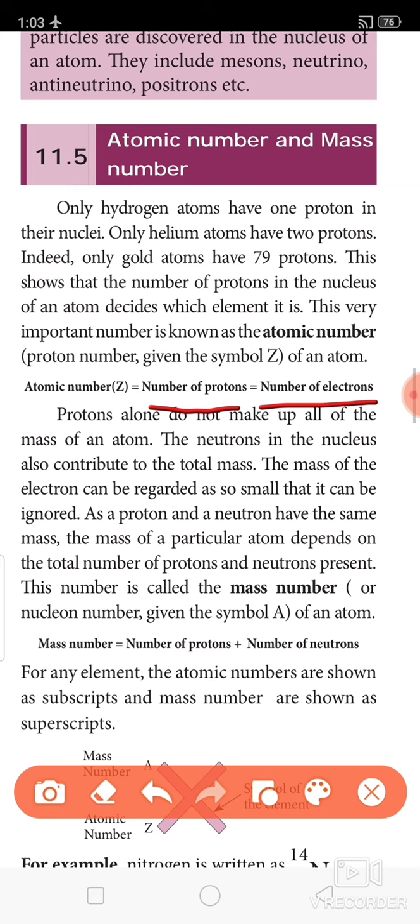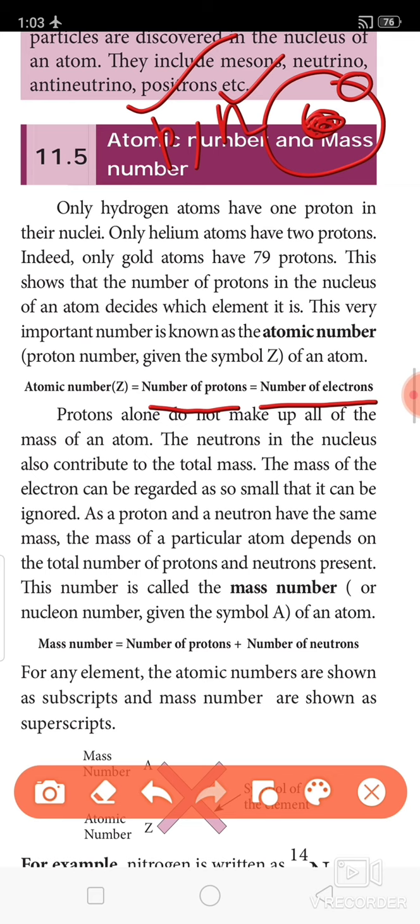Protons alone do not make up all of the mass of an atom. Neutrons are also there. So, in the previous video we have seen that at the center a nucleus will be there. Electrons revolve around this nucleus in a particular orbit. So, inside this nucleus, protons and neutrons are there. So, the mass of the atom or mass of the nucleus is not only contributed by proton but also by neutron. So, we should also consider neutron. The neutron in the nucleus also contributes to the total mass.